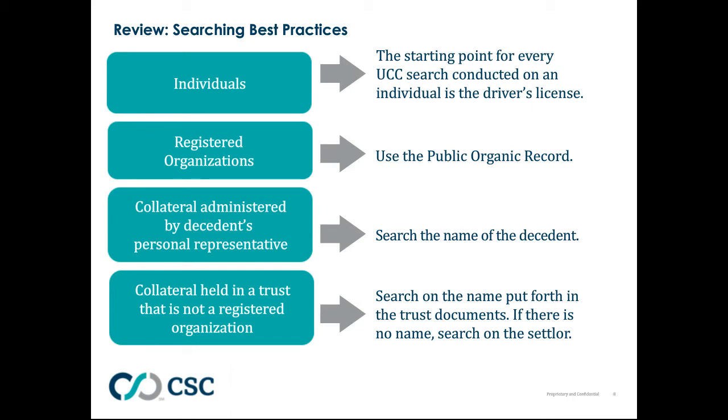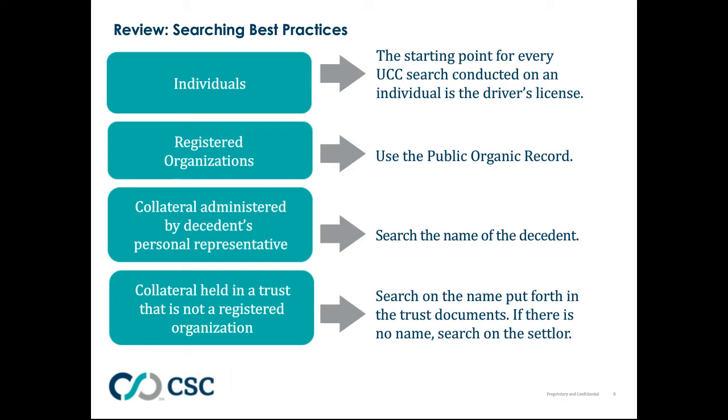If your debtor is an individual, then the starting point for every UCC search is going to be their driver's license name. If they don't have a driver's license or an active state ID, then you could search on their surname and first personal name. But start with the driver's license. For your registered organizations like LLCs and corporations, you're going to use the public organic record, which will be their formation document. So articles of incorporation or any amended or restated articles.